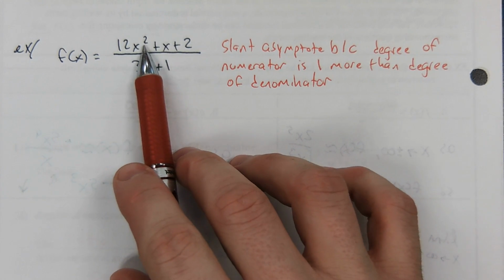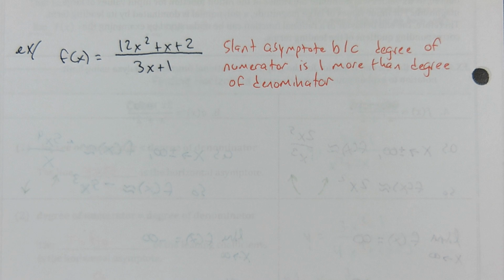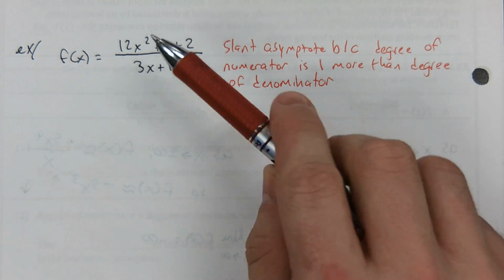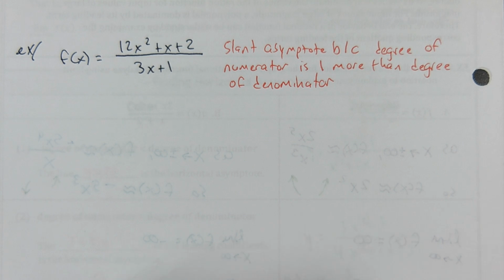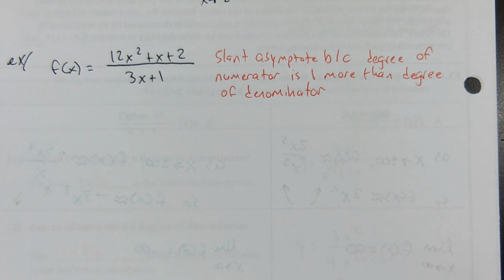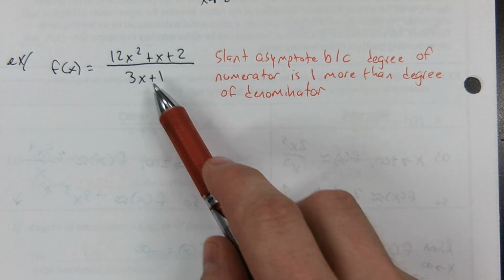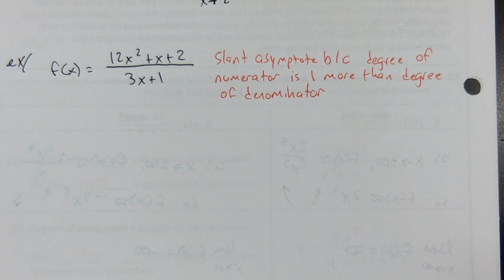So if this was a cubic, power of 3 minus power of 1 is power of 2, I would have a quadratic asymptote. If this was 4th degree, 4 minus 1 is 3, I'd have a cubic asymptote. Things like that. So essentially, just how far apart are the two exponents for top heavy? Since this is 1 more than this power, then the asymptote is a degree 1 asymptote, which is a line with slope. So we call it slant or oblique. That's another way of saying it.